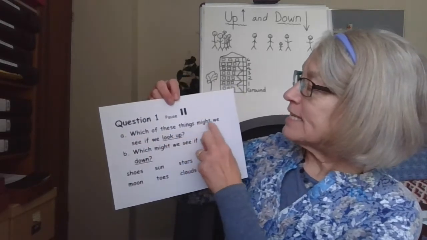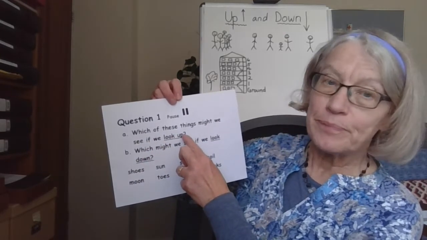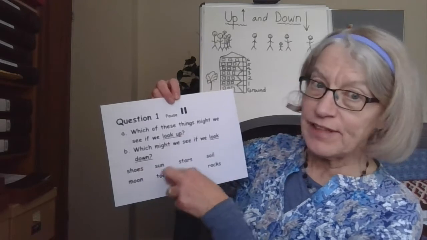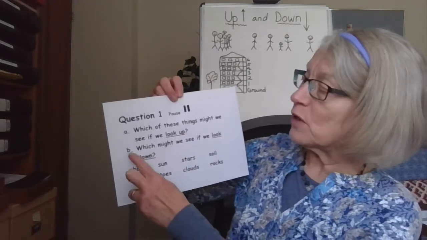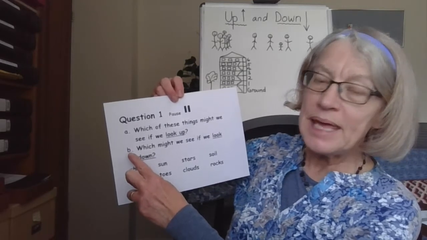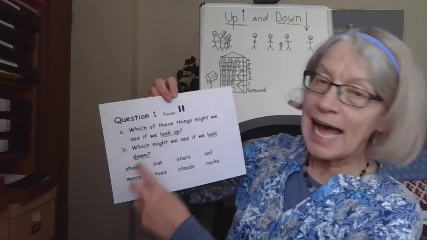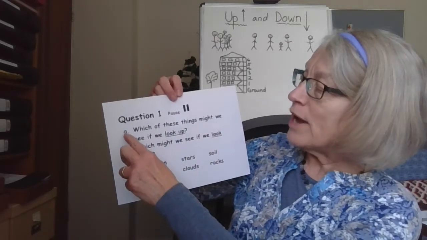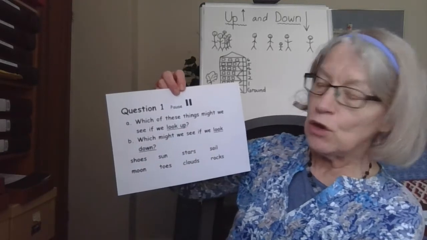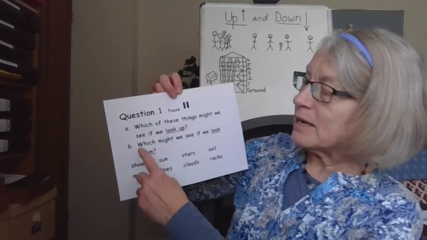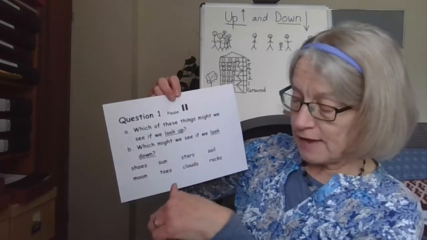Which of these things might we see if we look up? Now we've got a list of things down here which I'll go over in a minute. And the second part of the question, part B, which might we see if we look down? So against 1A, which of these might you see if you look up? And question 1B, which might you see if you look down?